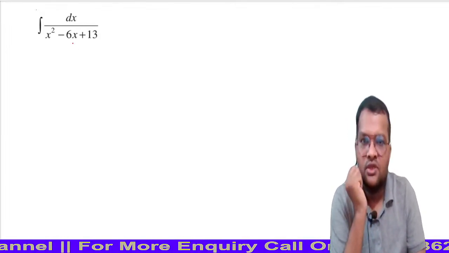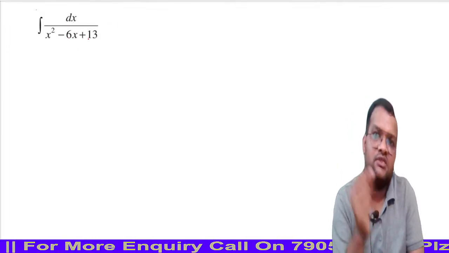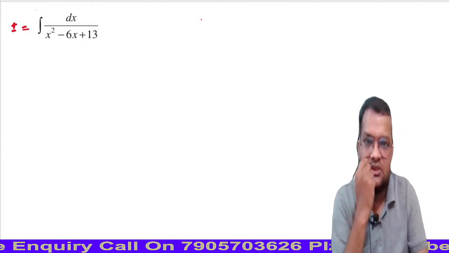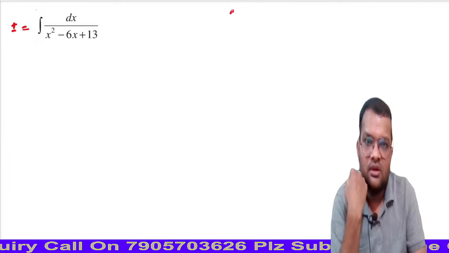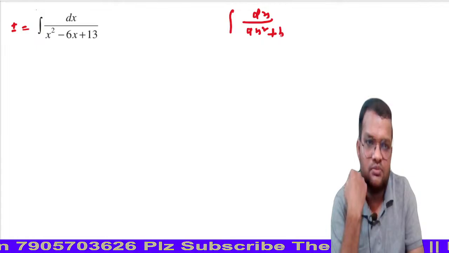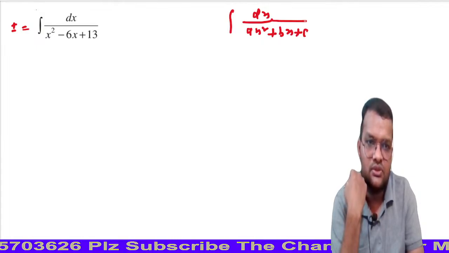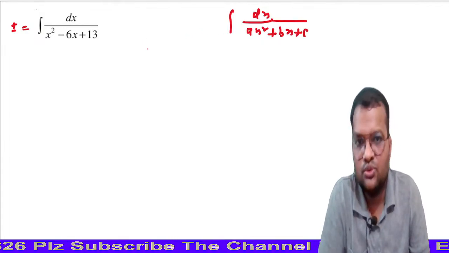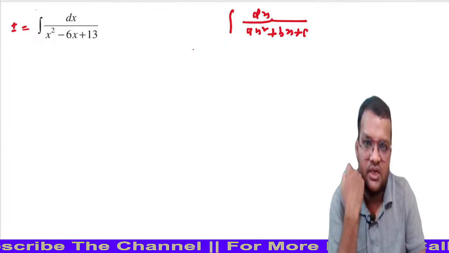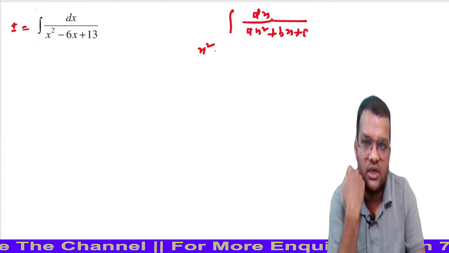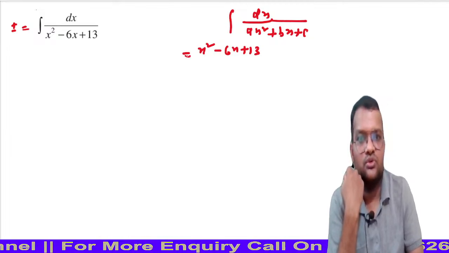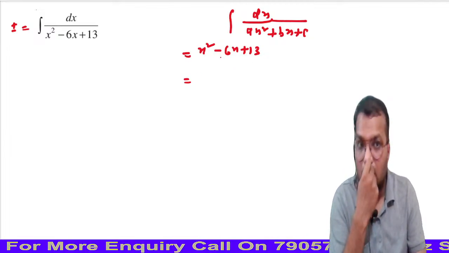Next, integration of dx upon (x square minus 6x plus 13). You can see this is an integration of the type dx upon (ax square plus bx plus c). This type of integration you first do by making the complete square. So in the denominator we have x square minus 6x plus 13.